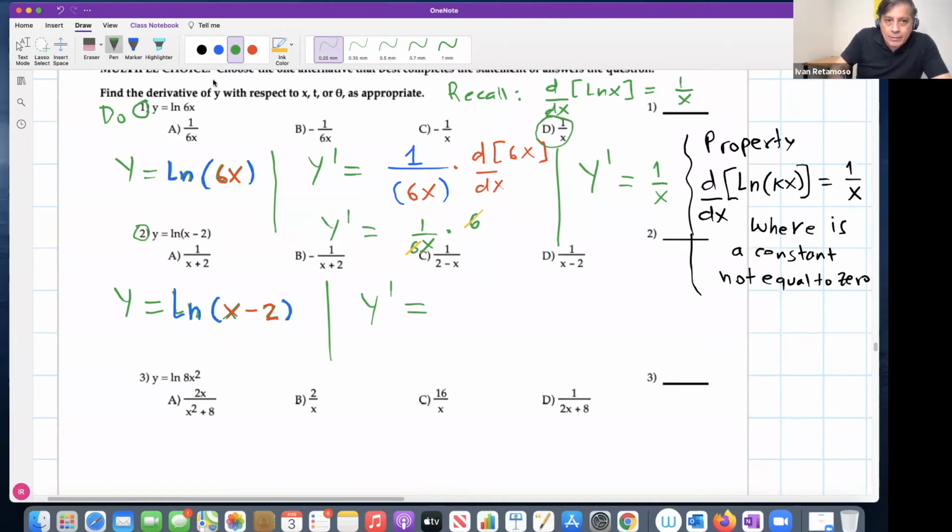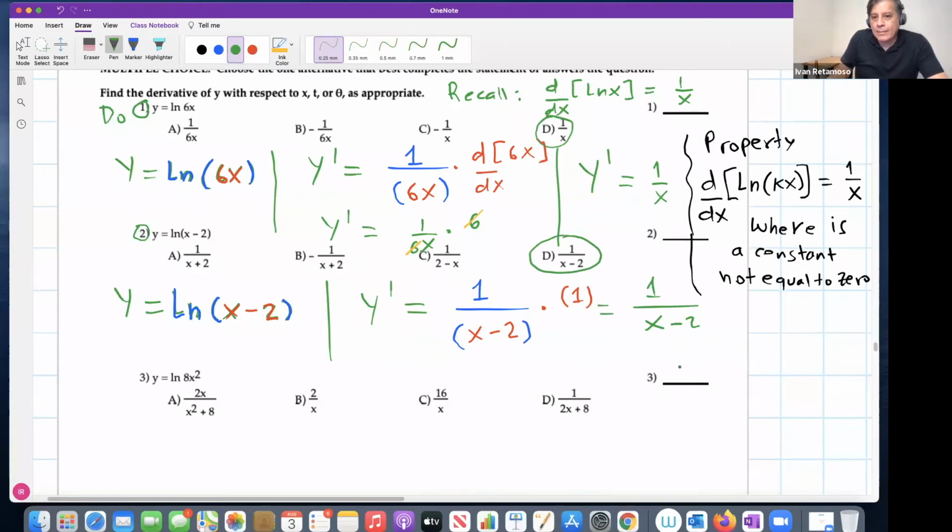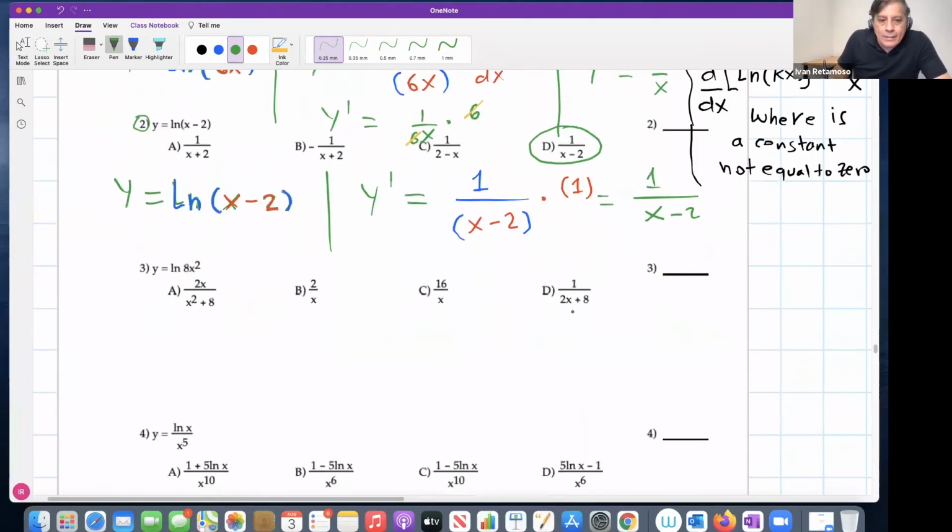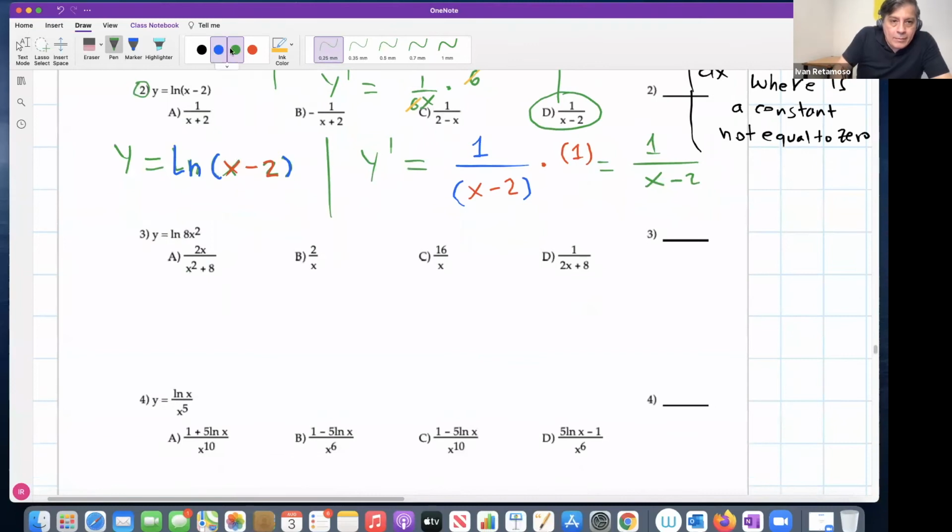Yeah, so the derivative y prime should be equal to what? 1 over the argument of the natural log, the inside of the natural log, x minus 2 here, times the derivative of this guy, right? But the derivative of x is 1, derivative of this 2 is 0, so it's not going to change anything. So this ends up being just 1 over x minus 2, right? 1 over x minus 2, which is this guy. Very good. Try this one and we will move on.